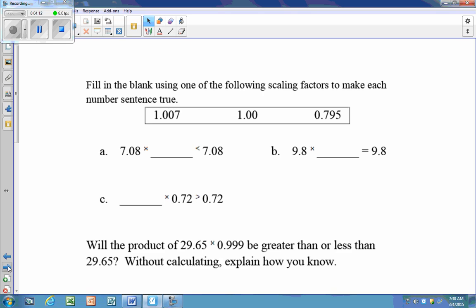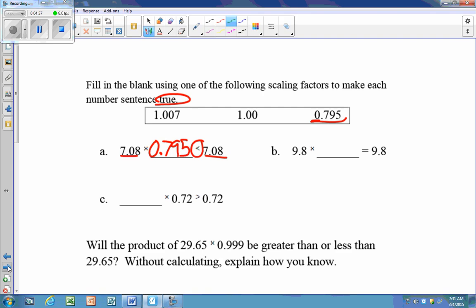Next section, we're going to fill in the blank using one of the following scaling factors to make the number sentence true. So we have 3 numbers. So first here we're going to be less than the original number. Less than the original number means that I need to be less than 1. And the only one that does not have a whole number of 1 is right here. So my scaling factor that should go in there is 795 thousandths.